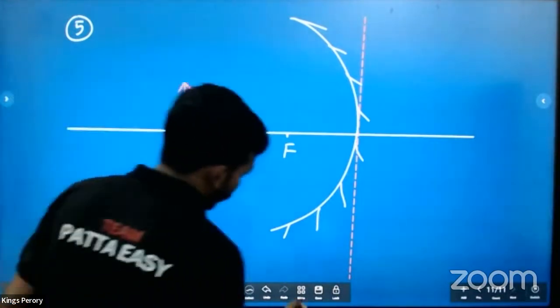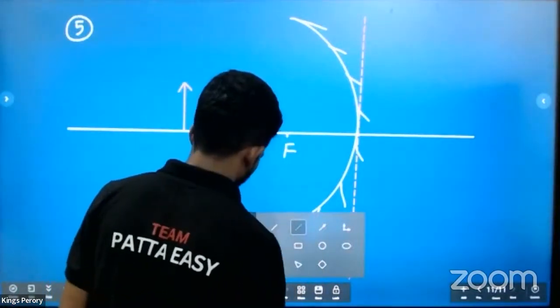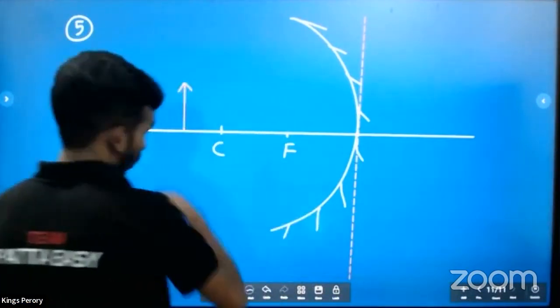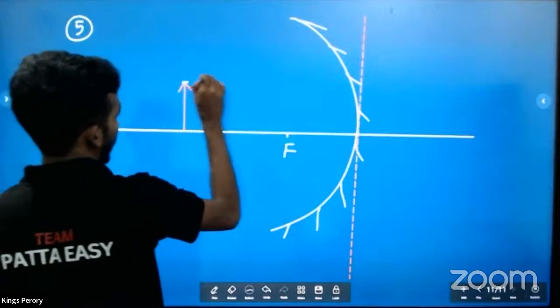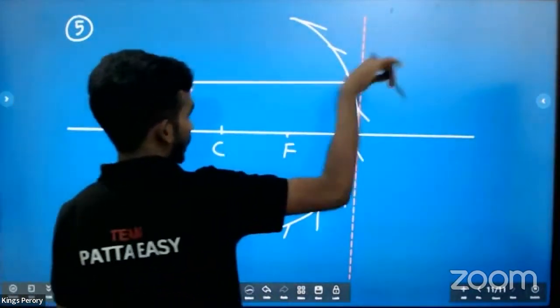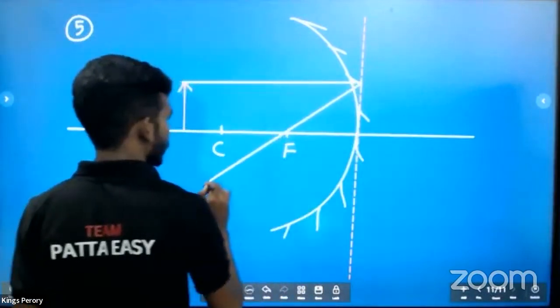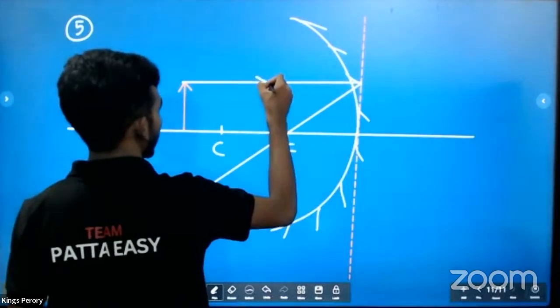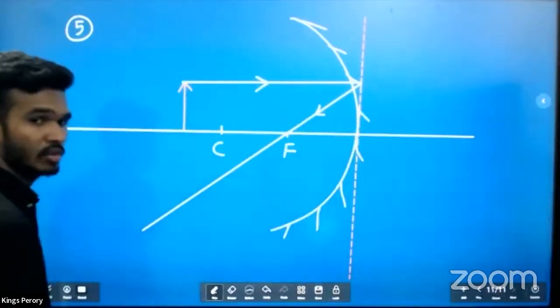Right. If I draw and show, always what happens? One ray parallel. Do the reflection on the dotted line. One ray parallel reflects and goes through the focal point.